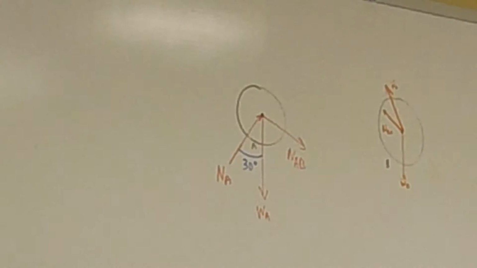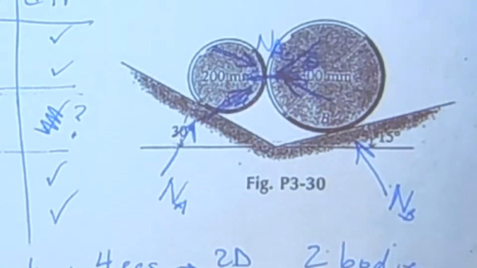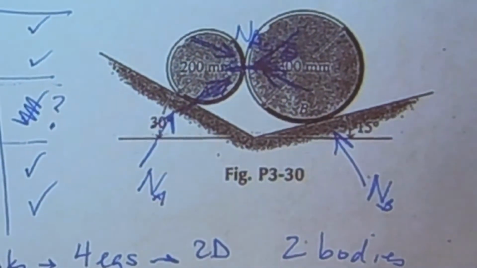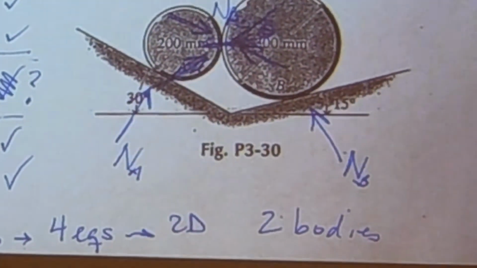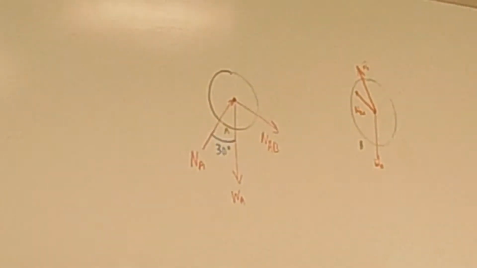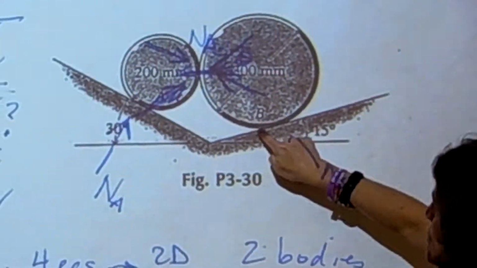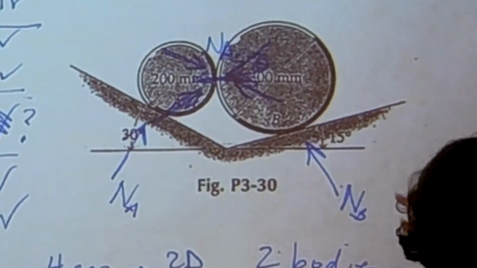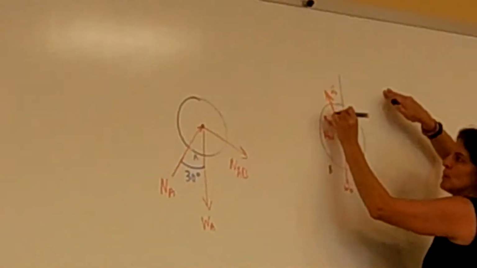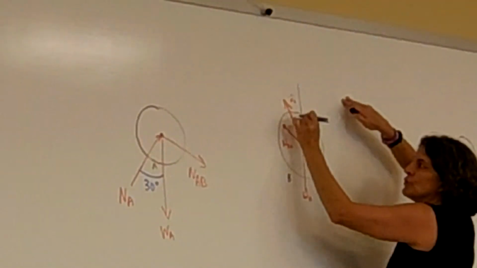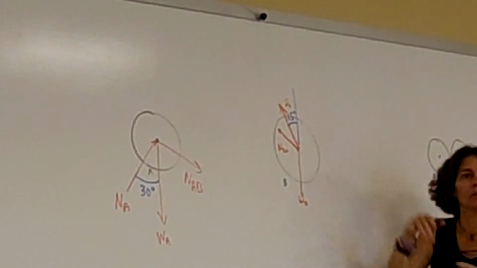So the angle here of 30 goes from the surface to the horizontal. So the 30 is going to lie perpendicular to the surface and perpendicular to the horizontal. And that's the same thing here. Normal B is coming in. The degrees right here is 15 degrees, 15 degrees between the inclined plane and the horizontal. So that means the 15 degrees is going to lie between the normal, which is perpendicular to the surface, and the vertical plane, which is perpendicular to the horizontal.